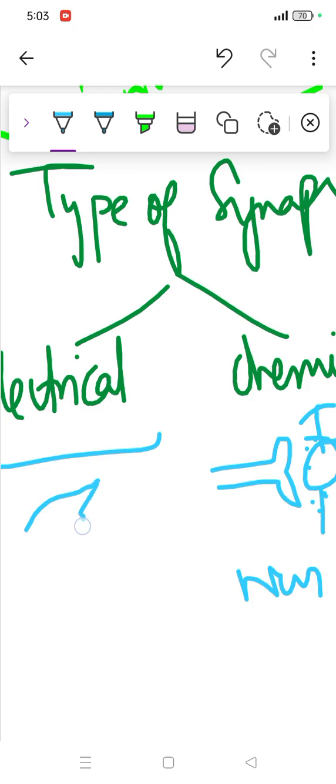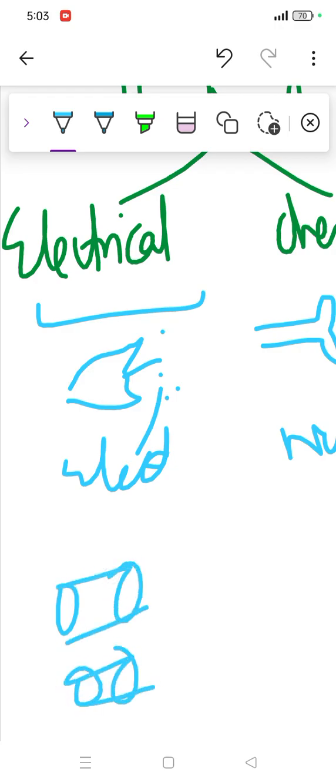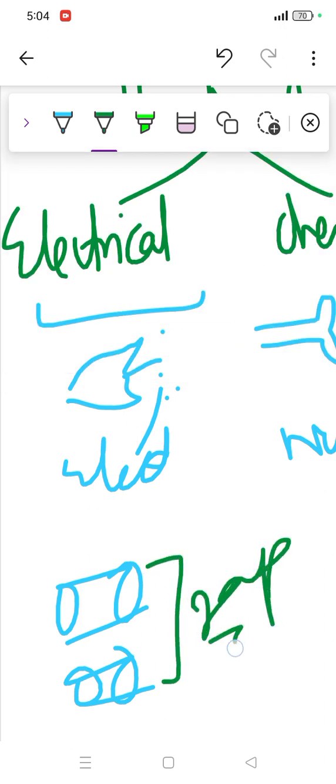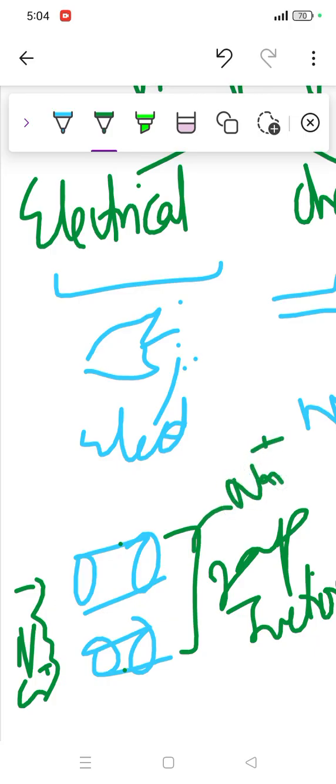Where is this kind of electrical synapse? In electrical synapse, they will have a structure like this one. This structure is basically called a gap junction. So if here's one axon, from here sodium is going, it will flow out through these gap junctions, then it will reach the second one. So yes, these are the types.